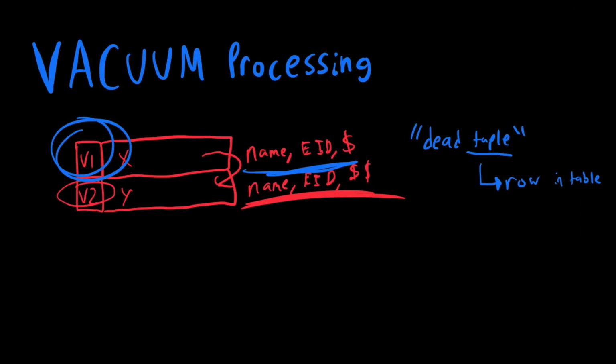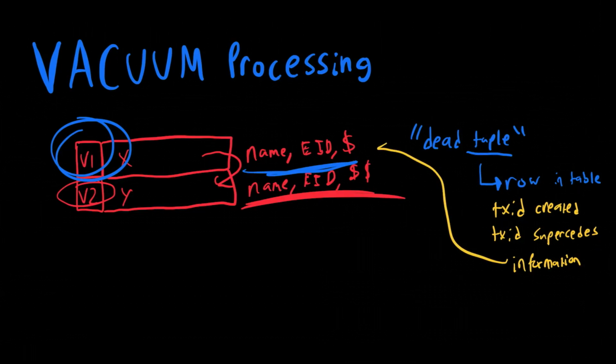The key parts of that extra information that you should know about for the sake of this video are the txid that created it, the txid that supersedes it, and just the actual information. That would mean the name, EID, and the salary in this case. I want to expand on each of these things and break that down.